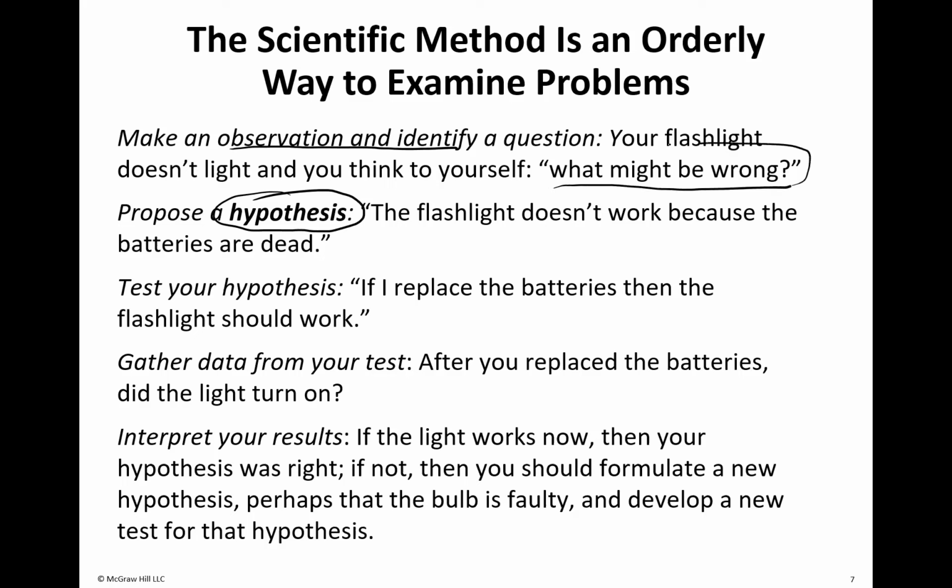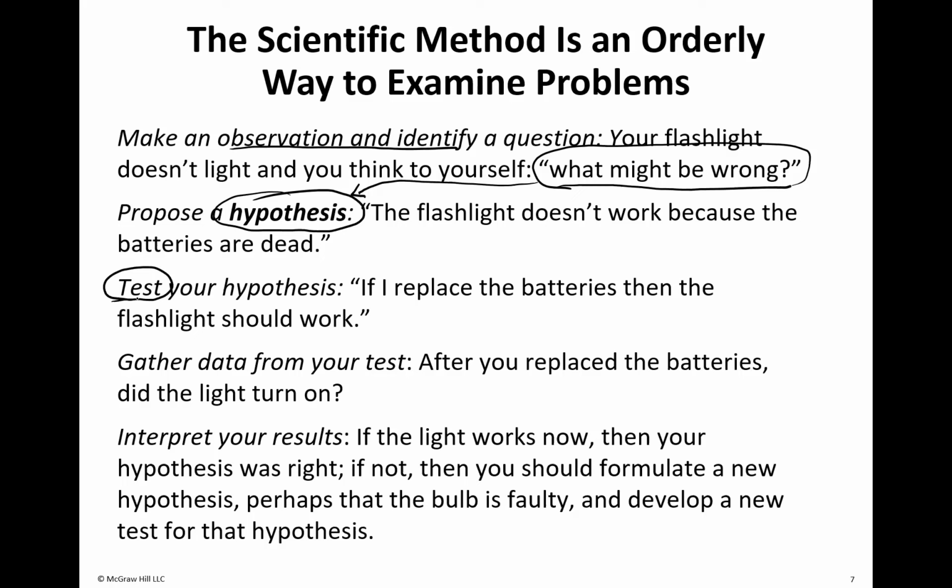So from these questions, we can formulate a hypothesis. Maybe our hypothesis is that the flashlight does not work because the batteries are dead. Maybe that's the first hypothesis that we create after observation and question. And then in order to answer this, or to prove whether this hypothesis is correct or incorrect, we have to perform the next step, which is experiment or testing.